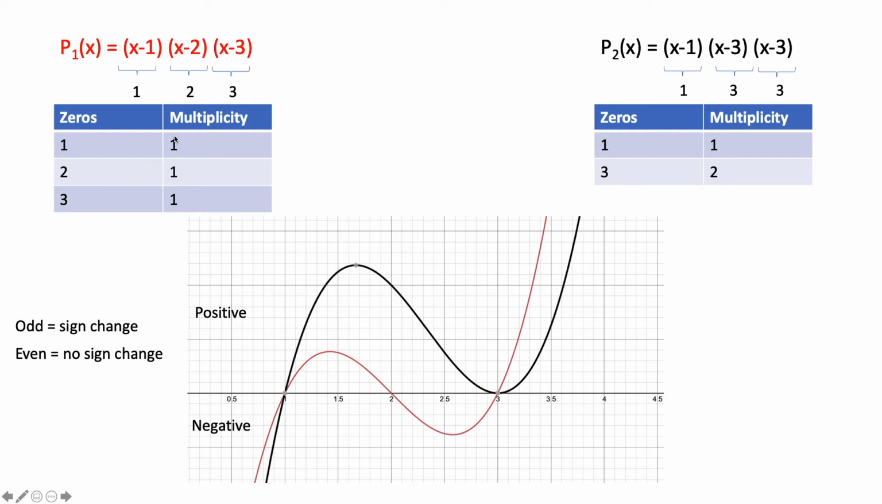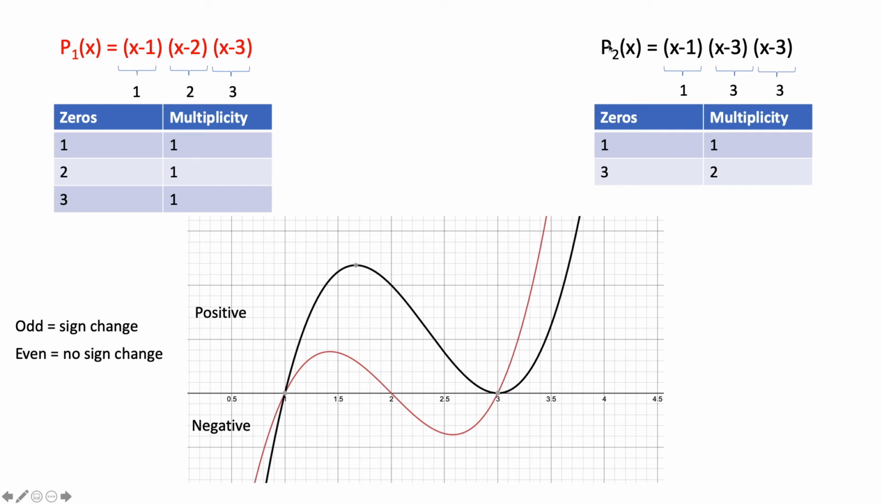For P1, every time x is equal to a value where that particular term is equal to 0, we cross, say, from the negative into the positive range, and then we make our way down. When we hit 2, that is an odd number, so we cross again down into the negative side. As we make our shape coming around, we hit 3. Again, 3 is odd, so we cross through it and we make our way up.